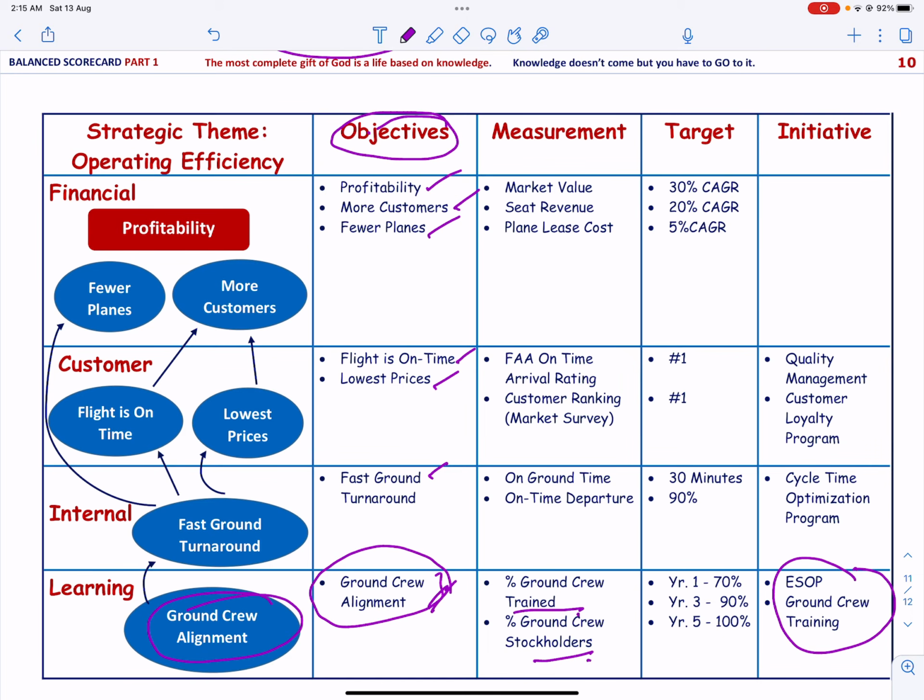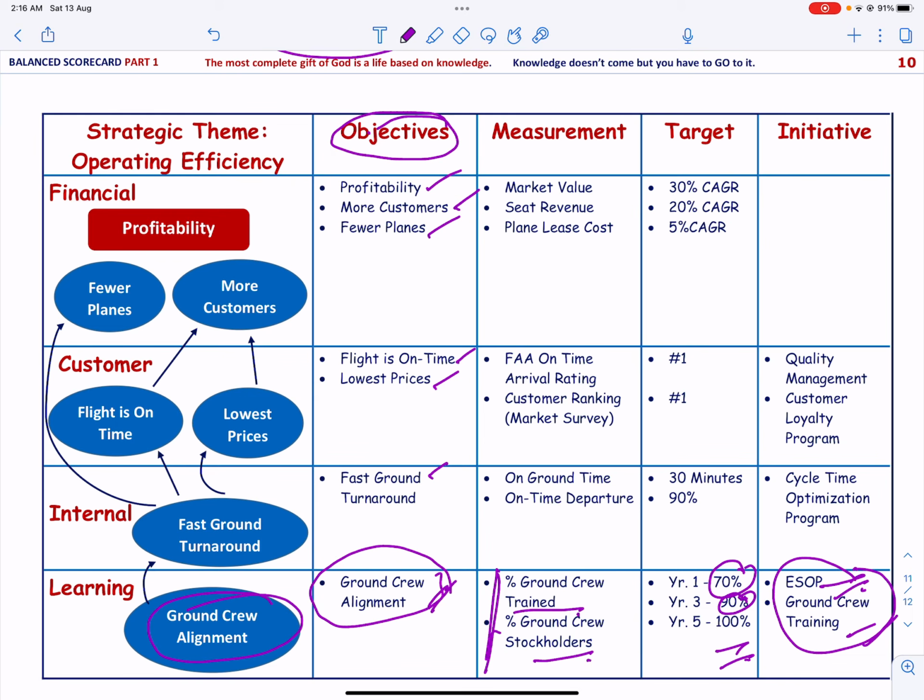So this is how the company will measure its goals. The target is that the company will train 70% of its employees in the first year. In the third year, they will train up to 90%, and by the end of the fifth year, all the employees will be trained. The initiative taken by the company is providing employees a stock option plan and ground crew training.